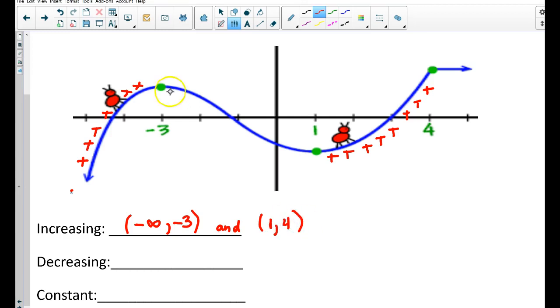The function is decreasing from -3. Do you see how it's going downhill? So we say it's decreasing from -3 until 1. And finally, the very last spot, it's remaining constant, and you could see here, it's staying the same right over there. And so that is from 4 to positive infinity.